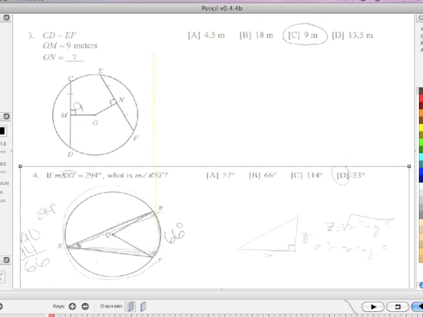Number 3. I wasn't sure about number 3 what the right conjecture to use here, but we have CD and EF, so this segment and this segment are congruent, or equal length. OM is 9 meters, so we have this right here. This distance is 9, and they want to know ON. This must also be 9 meters.